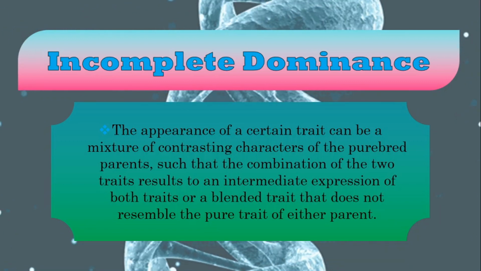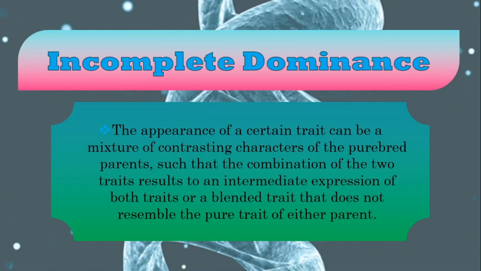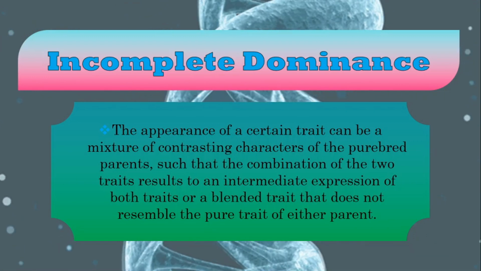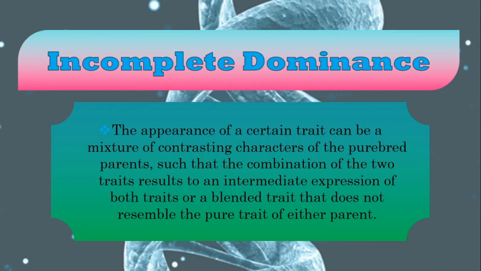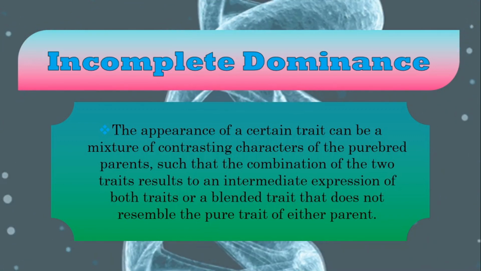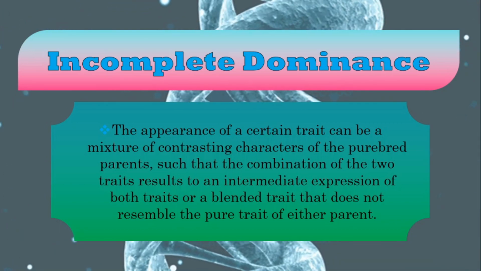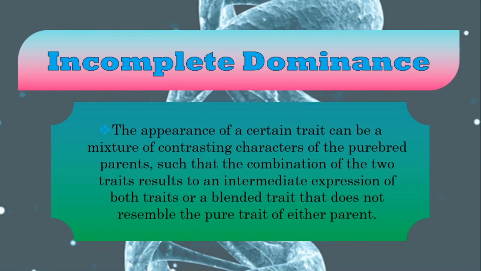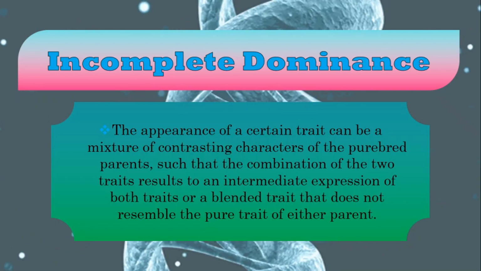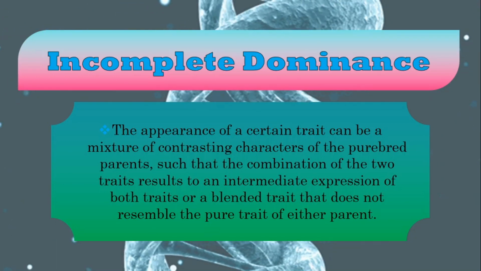The appearance of a certain trait can be a mixture of contrasting characters of purebred parents, such that the combination of the two traits results in an intermediate expression of both traits, or a blended trait that does not resemble the pure trait of either parent. For example, it is like mixing a color. Let's have an analogy for this incomplete dominance. You have two pure colors, red and blue. When you mix those two colors, it will produce another color, which is purple or violet. That violet resembles neither of the two colors, which is a new color, an intermediate between the red and the blue. That is an example of incomplete dominance.